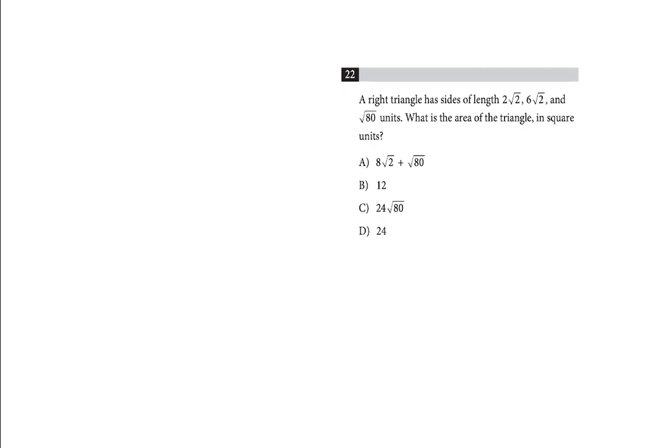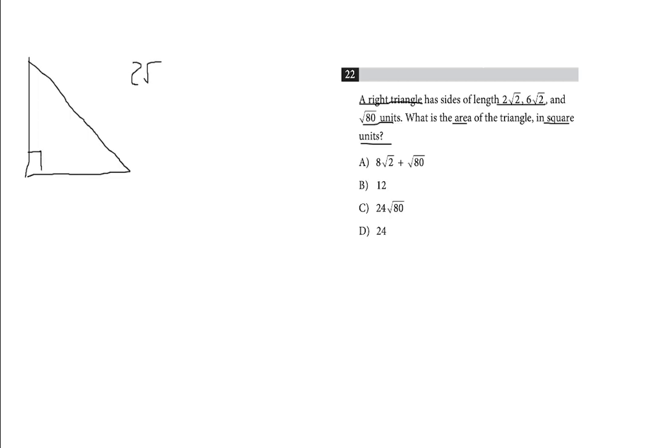Let's go. So here we have a right triangle problem. A right triangle has sides of 2 root 2, 6 root 2, and root 80 units. What is the area of the triangle in square units? I'm going to draw a right triangle to help you guys visualize this problem. So, a right triangle. Always remember to have your right angle in the corner.